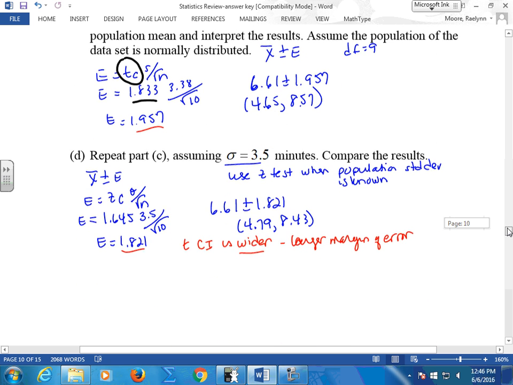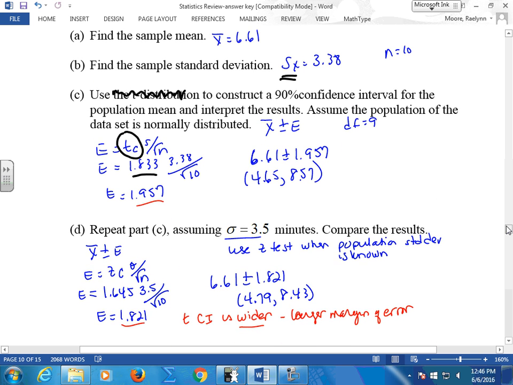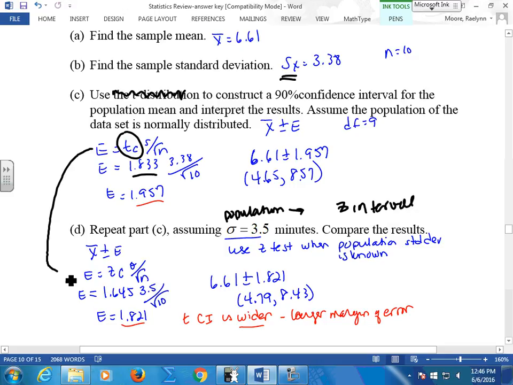All right. Now we repeated C using a standard deviation from your population, which once we have the population, we have to use a z interval or anything with a z. And what I wanted you to see was the difference between here and here. The rest of it works the same.